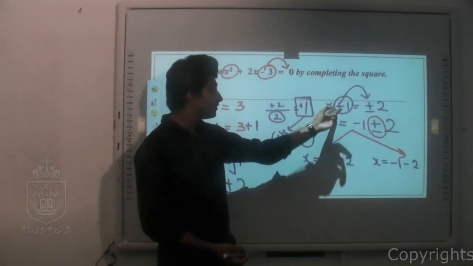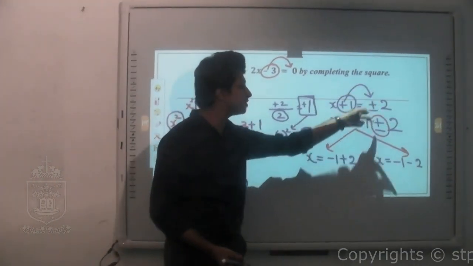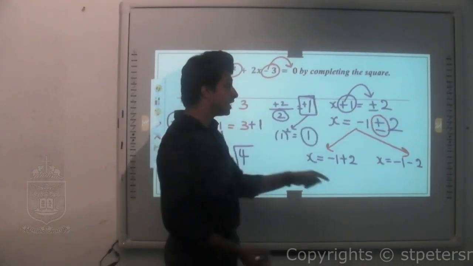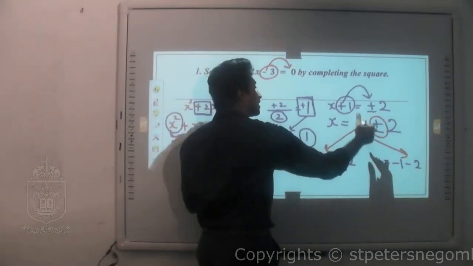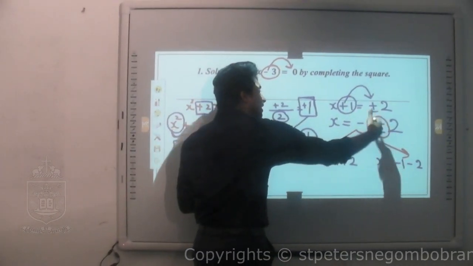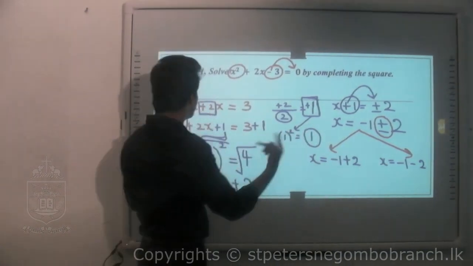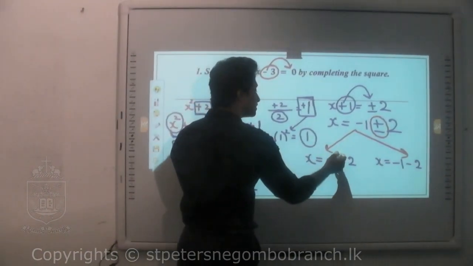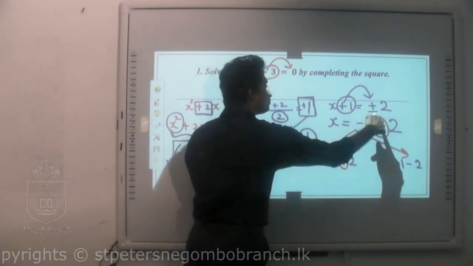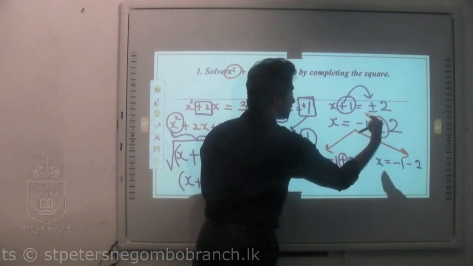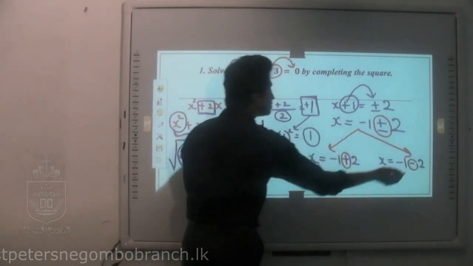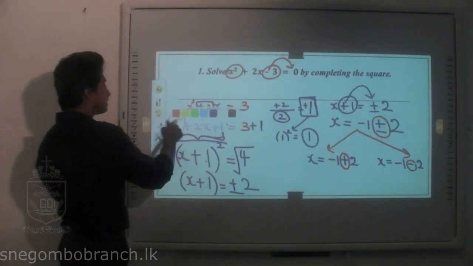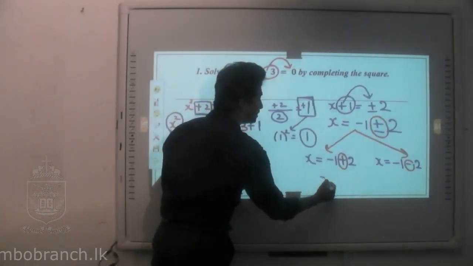After taking this step, I take plus 1 to the other side, it becomes minus 1. Then you have minus 1 plus or minus 2. I have broken the plus or minus value into two groups, since I can't get the answers as it is. For the first part I have taken minus 1 plus 2, and for the second one minus 1 minus 2. And hence, when you simplify, you will get the values.